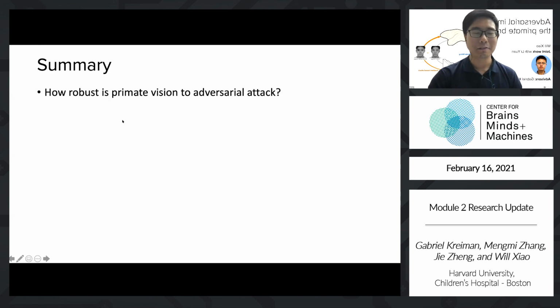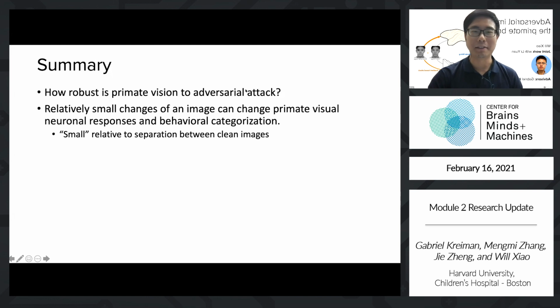Okay, so as for our results, based on our attack methods, we found that relatively small changes to an image could change the categorical representation of visual neurons in IT, and could also change categorization by primate behavior, both in a targeted way. And here, relatively small is compared to the natural separation between two categories of images. The actual changes are still very noticeable, but that's by definition required to change primate perception.